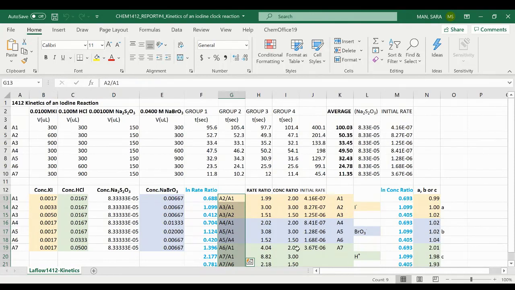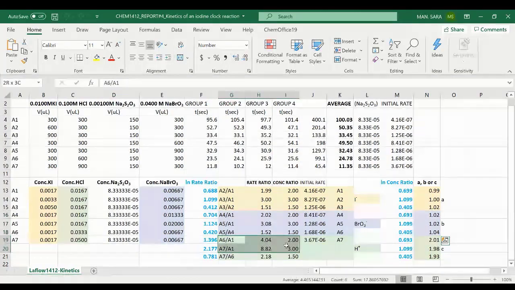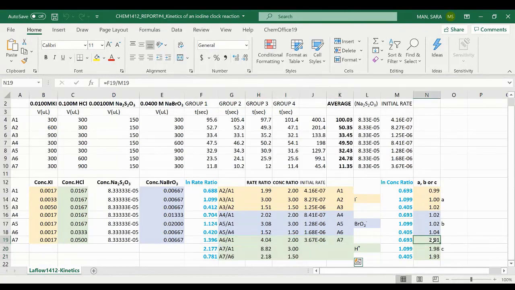we'll go over later, but basically the yellow here is to calculate A, which is iodide, and I obtain A equals 1. How about with bromate? I did everything and I obtained a B, also 1. So B is for bromate, and then for the proton, I obtain these three numbers for C, and then you have to calculate the average.